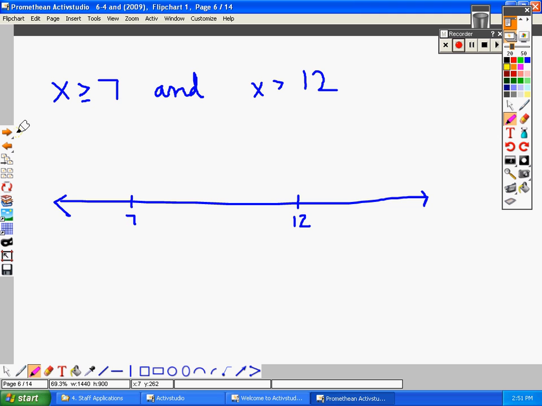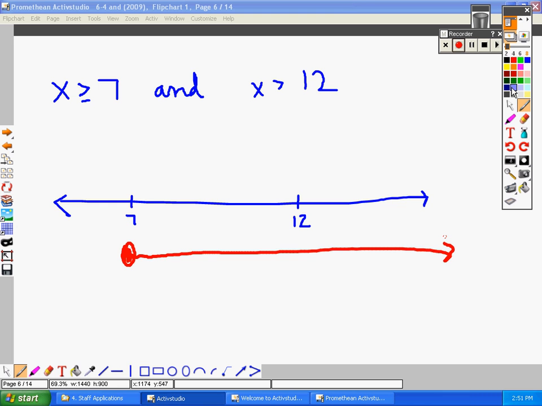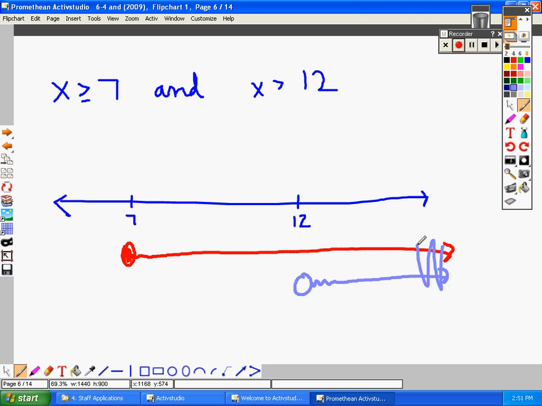Okay, next what we're going to do is just to graph another one. This is kind of like the one in front. It's x is greater than or equal to 7, so that would be all this stuff. And x is greater than 12, which would be, well, not really a 12, but it would be the stuff greater than a 12. So where do we see both things at once? Well, right here.